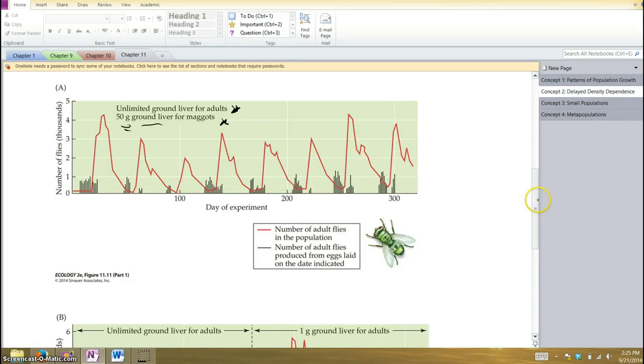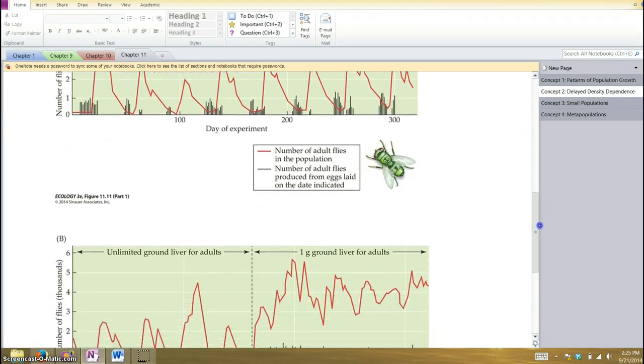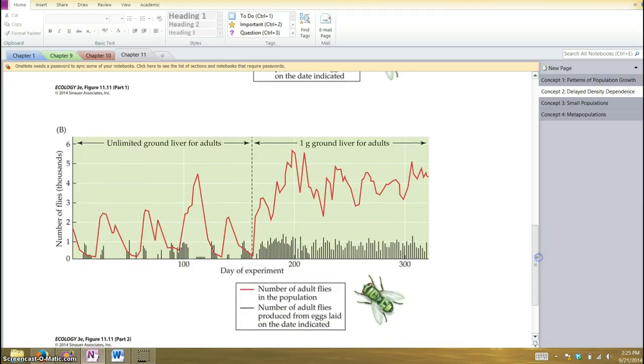Now, they modified the experiment in which they then not only had limited food for the offspring, the maggots, but they limited the amount of food for the adults. And what did they get? It didn't quite go through this boom and bust. It reached a somewhat, not completely, but a somewhat more stable population in which survival of the offspring and survival of the adults were more in sync, such that it didn't go through these boom and bust cycles anymore.